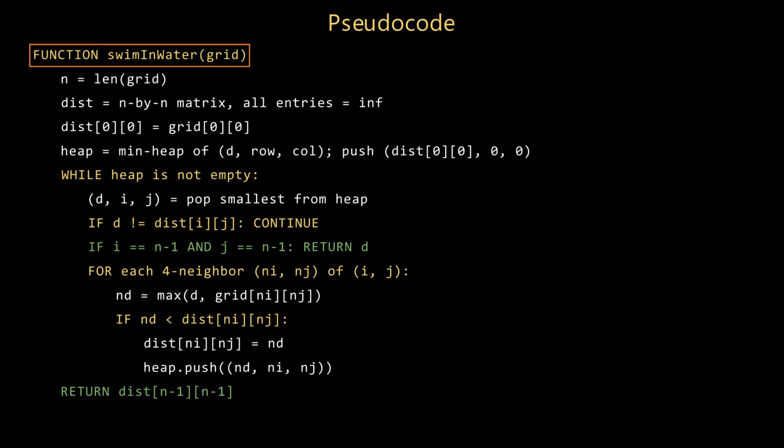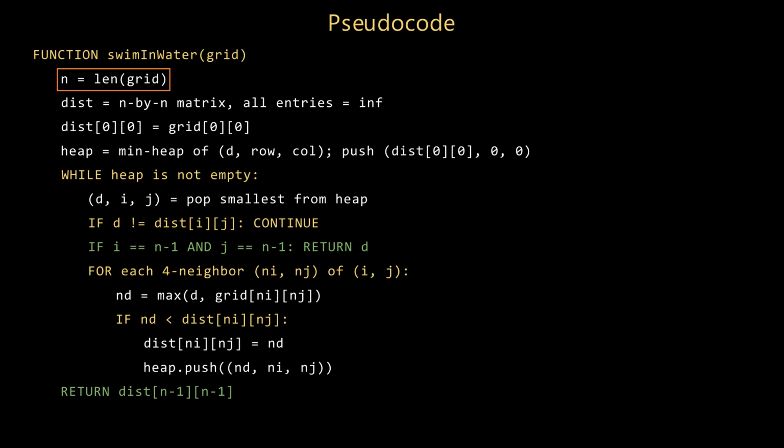Pseudocode for swim in rising water. We keep the best bottleneck distance to each cell in dist, and a min heap of tuples d, row, col ordered by d. We pop the smallest d, skip stale entries, return when we reach the bottom right, otherwise relax each neighbor with nd equals max of d and the neighbor height, and push improvements.